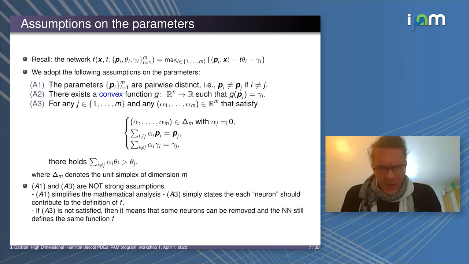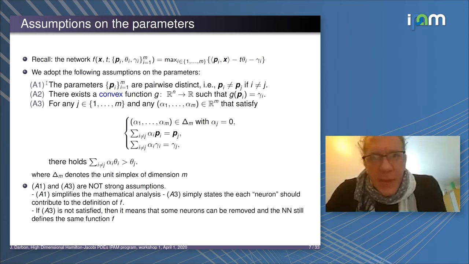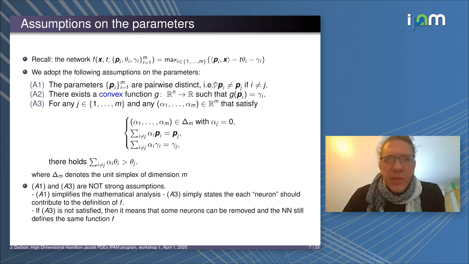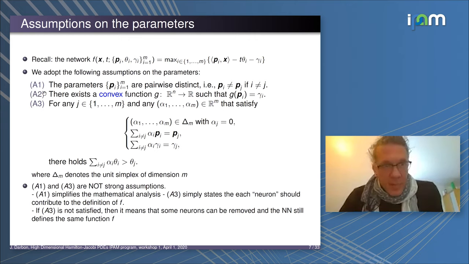So to be able to answer this question, we need some assumptions on the parameters. Here, first, I recall what the neural network does in terms of the functions. We are considering these functions with the parameters pi_i, theta_i, and gamma_i, and we have m neurons. We have three assumptions, and A1 and A3 are technical assumptions. First, we say that the parameters pi_i have to be different from each other. This is a technical assumption that can be easily removed in practice, but when we put it, it simplifies the analysis.